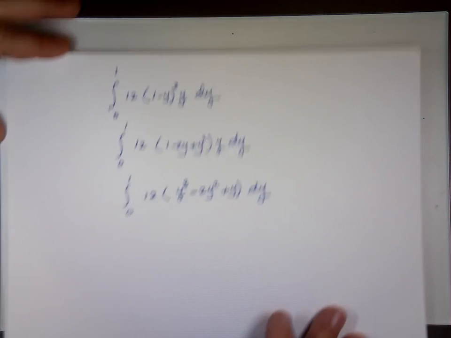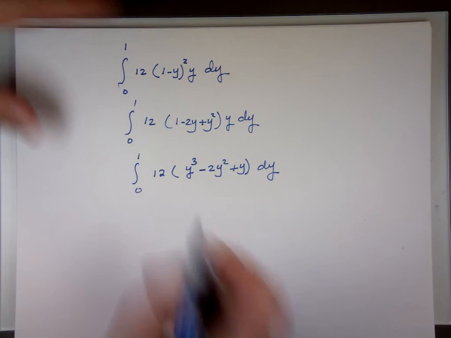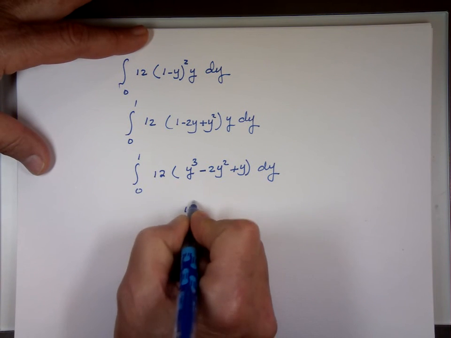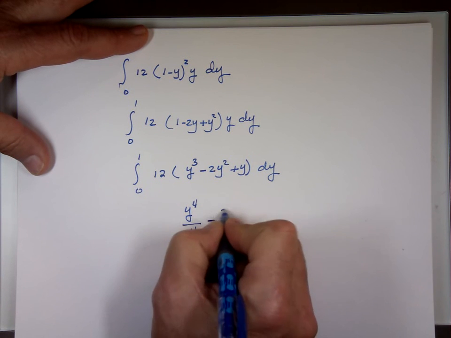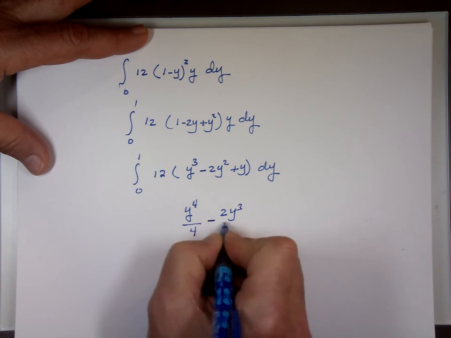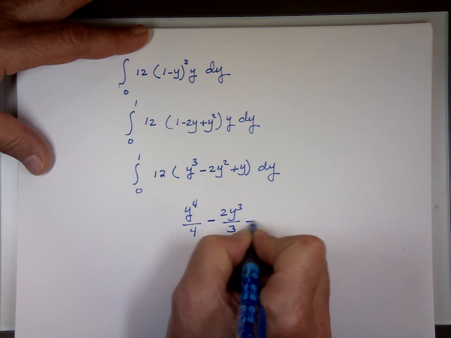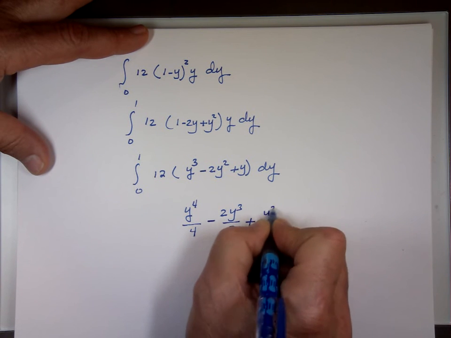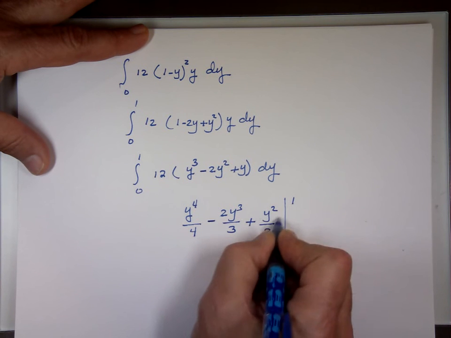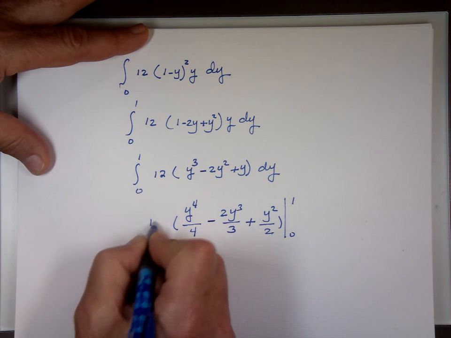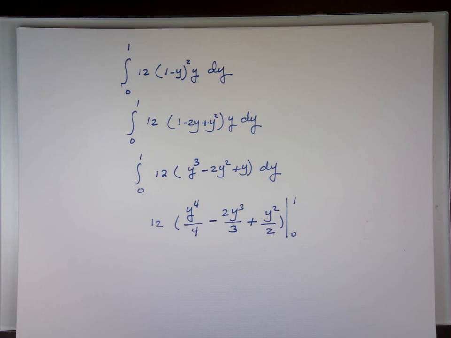This will be y to the 4th over 4 minus 2y to the 3rd over 3 plus y squared over 2 from 0 to 1, and multiply your answer by 12. I hope it's a valid density function. I don't know.